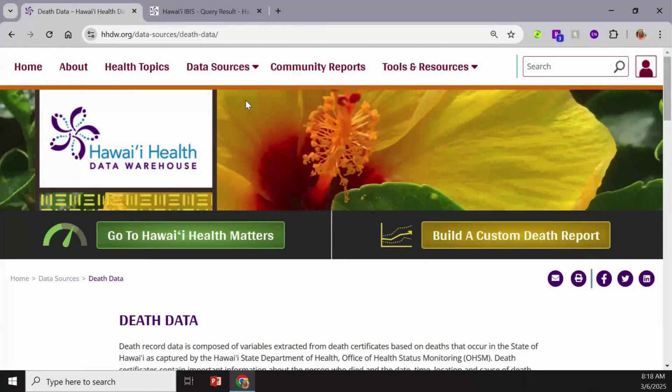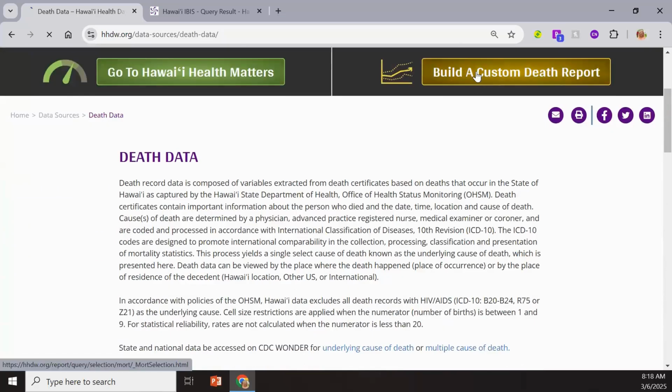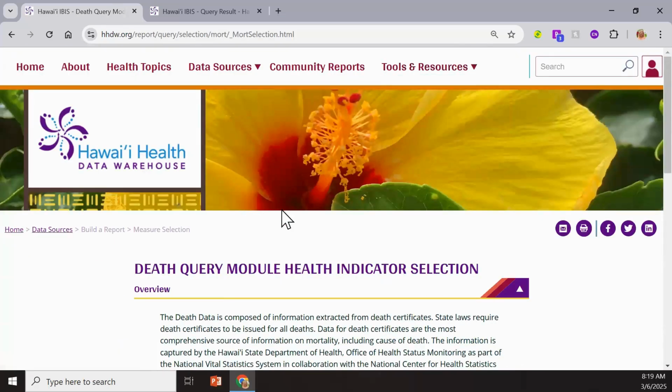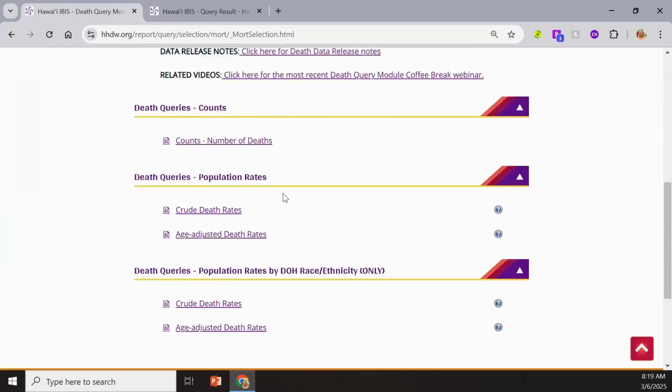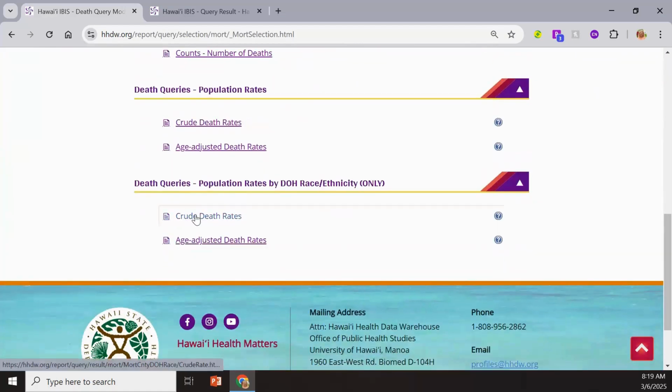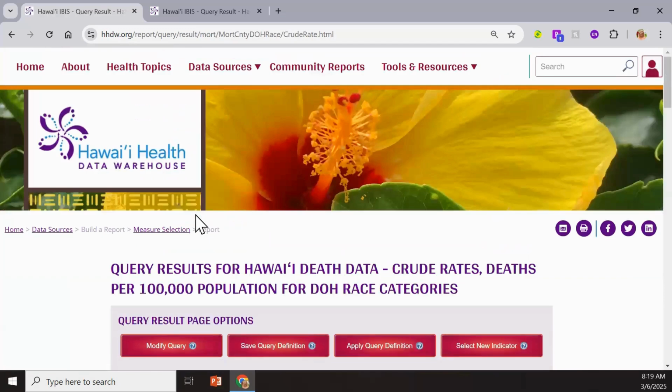All right, let's take a look at the vitals. So we're going to go to our death data, and we're going to build a custom death report. We're going to look at the rates by race ethnicity. So let's look at the crude rate first.